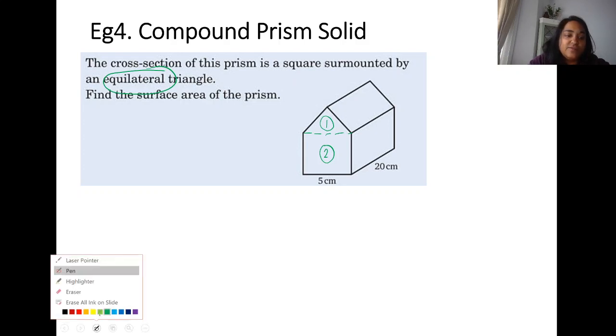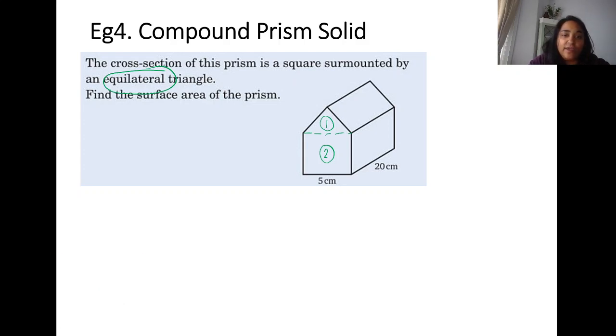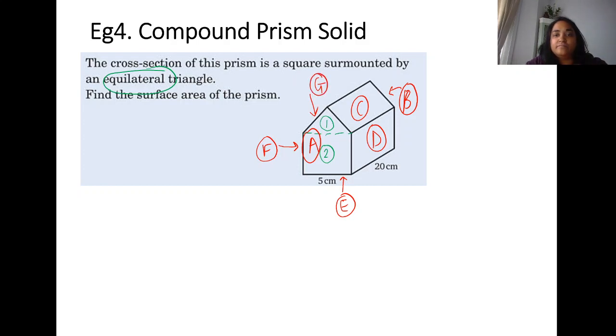So actually, once we've worked out our 1 and 2, we can then call this side A, another A on the other end, which is B, C, D, E, F, G. Okay. If you'd like to have a go at that as a little bit of extra practice, that would be wonderful. But I'm going to move on and show you what your task is for today.